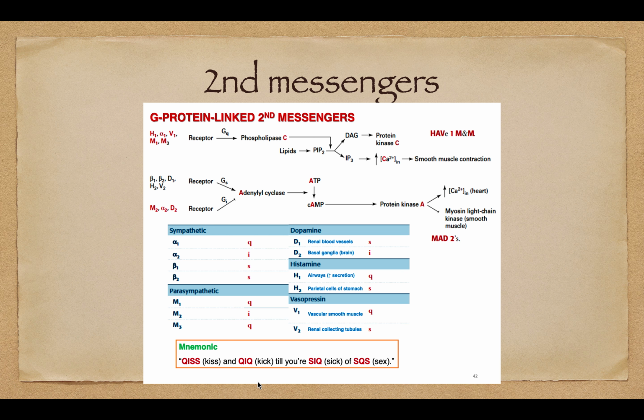So we should know this mnemonic: kiss and kick until you're sick of the sex. So this is the sympathetic kiss. It's going to be parasympathetic. Dopamine, histamine, vasopressin. The mnemonics, you don't really need to know which are involved with which messenger system quite yet, but just know that there are two different kinds: phospholipase C and adenylyl cyclase.